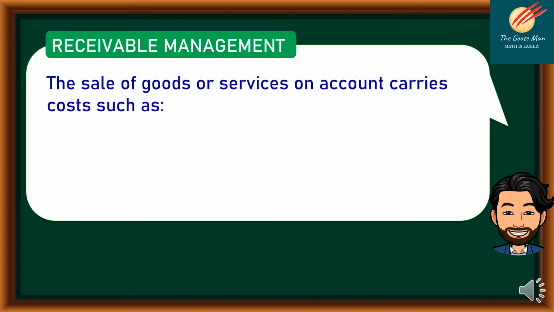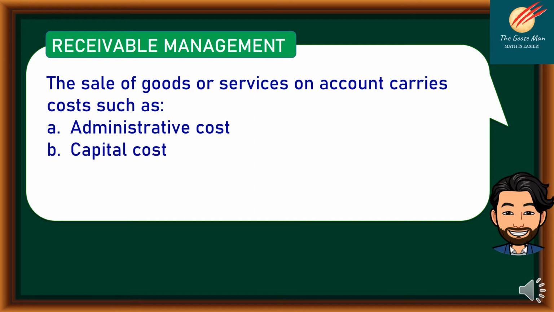The sale of goods or services on account incurs costs such as: A, administrative costs. This is the cost in the form of salaries of employees keeping and maintaining the records of the customers. Next we have the capital cost. This is the cost in the form of interest once production is financed by creditors, or as opportunity cost if financed by internal resources.